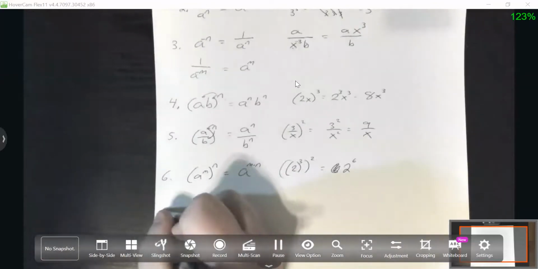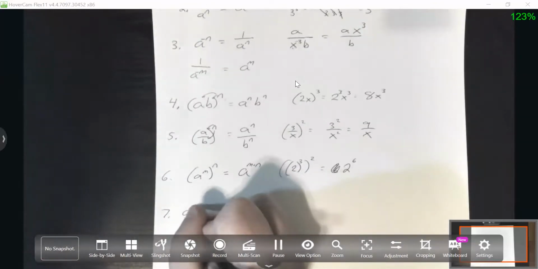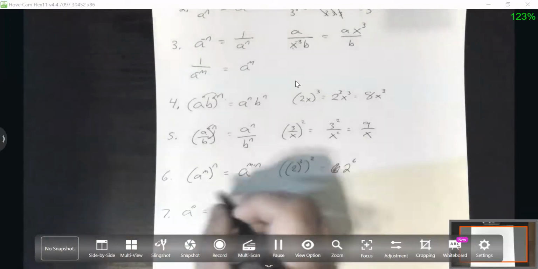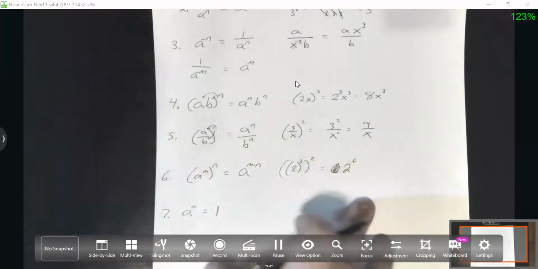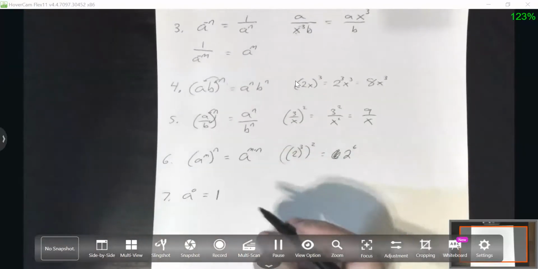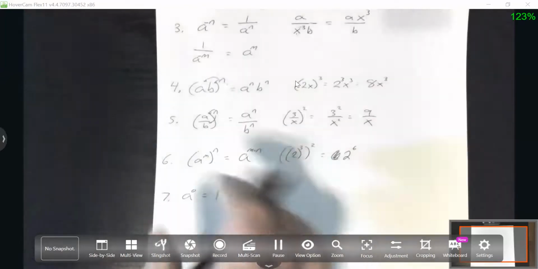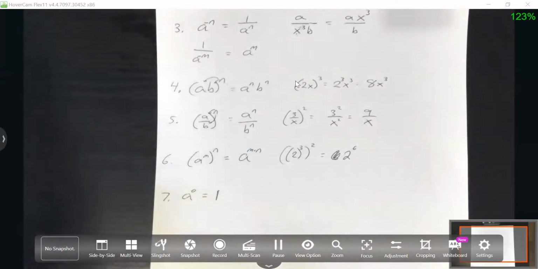And finally, our last rule, I actually remembered them all, is almost anything to the 0 power is just 1. If you ever want to know why, it has to do with the fact that 1 is the multiplicative identity. It doesn't change things when you multiply by it, so it has to do with that. If you ever want more details, I can give them to you. So those 7 rules basically form our basis for how we simplify things.